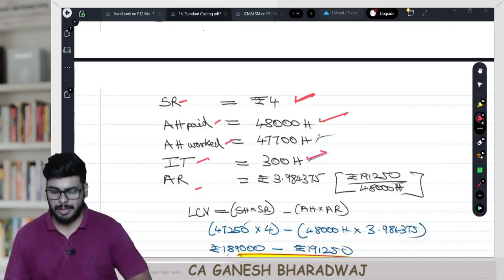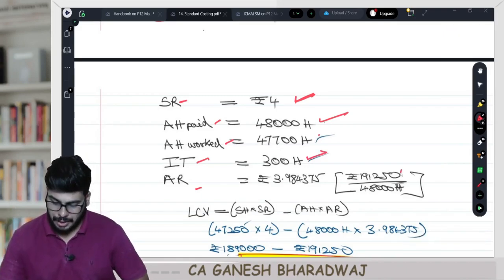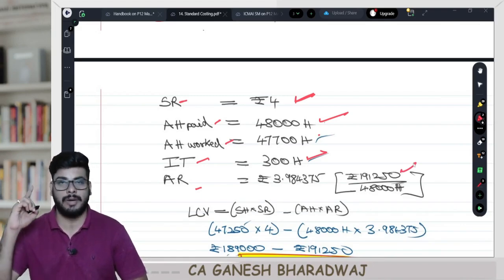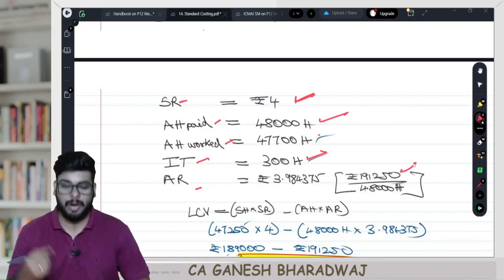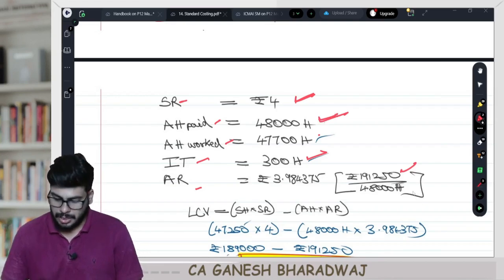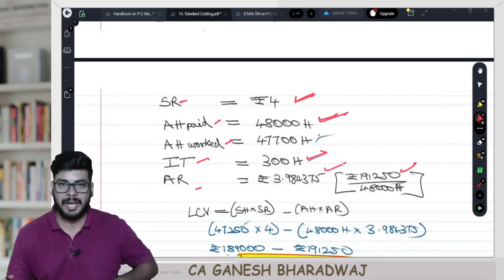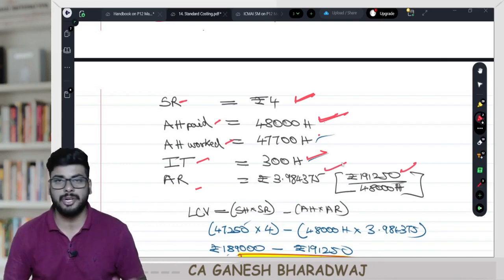And what is the actual rate at which I am paying? They have given this figure. They have paid a total wage cost of 1,91,250 for 48,000 hours. So per hour, what is the rate? We have arrived at it. Clear with this, guys? First, we have computed all the ingredients. It's just a matter of plug and play right now.